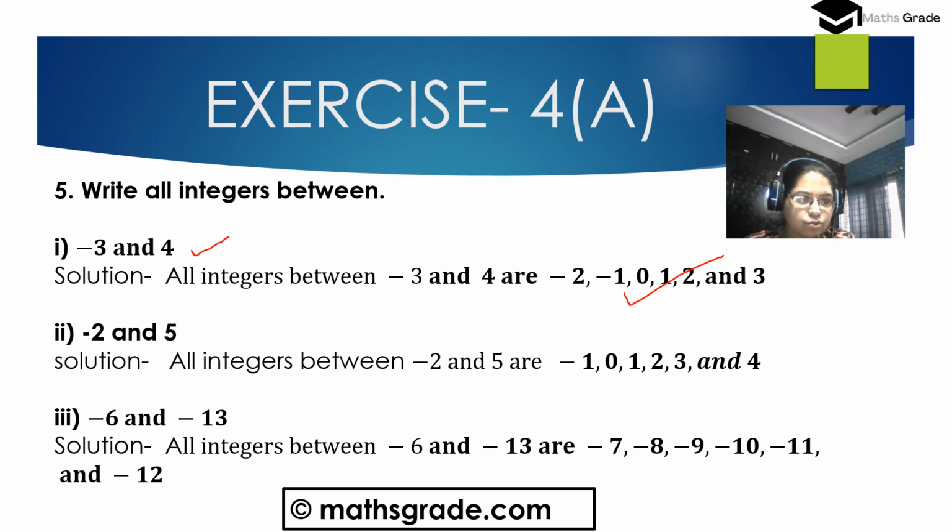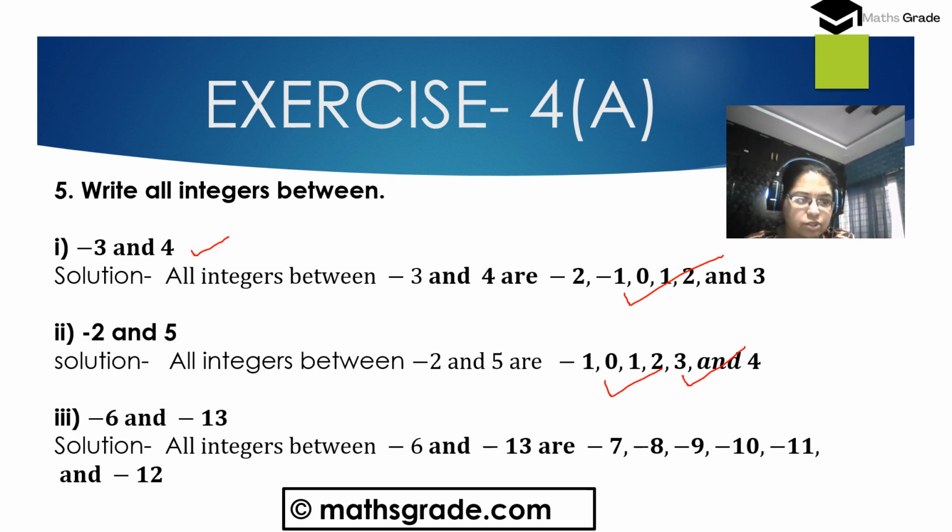Second part, -2 and 5. All integers between -2 and 5: after -2, to the right hand side it will be -1, then 0, then 1, 2, 3 and 4. So all integers between -2 and 5 are -1, 0, 1, 2, 3 and 4.